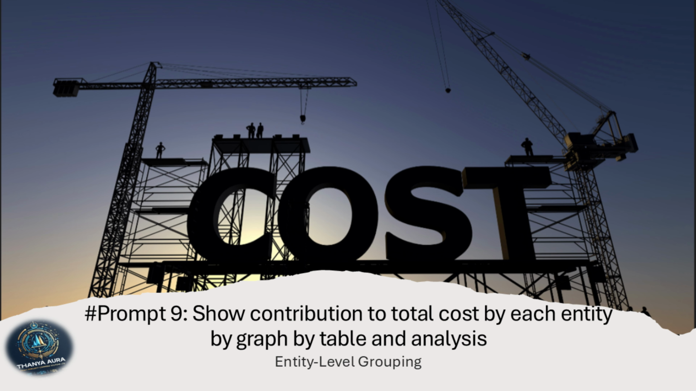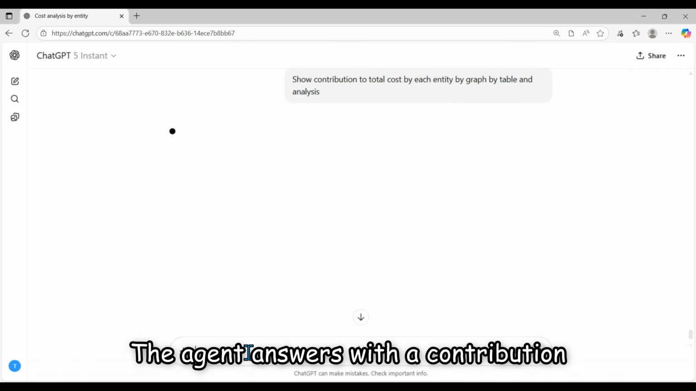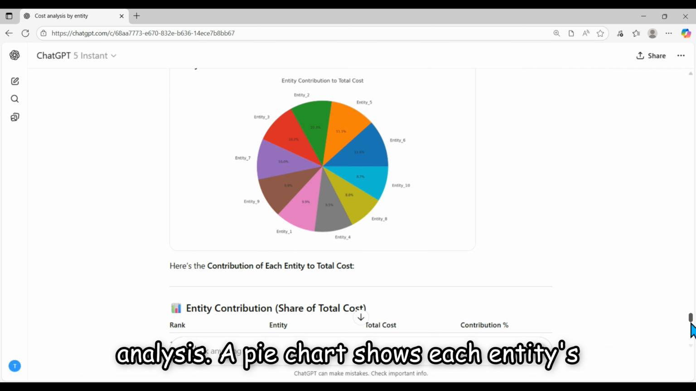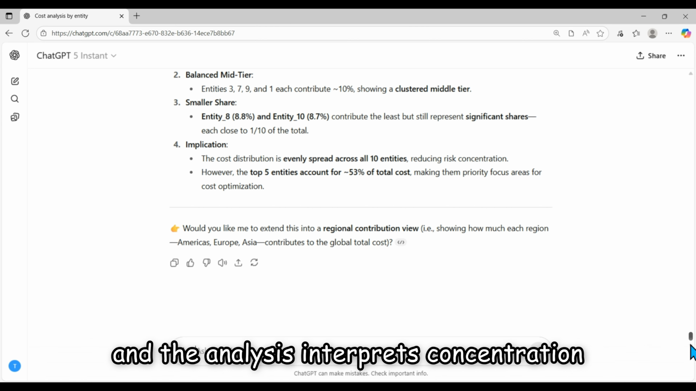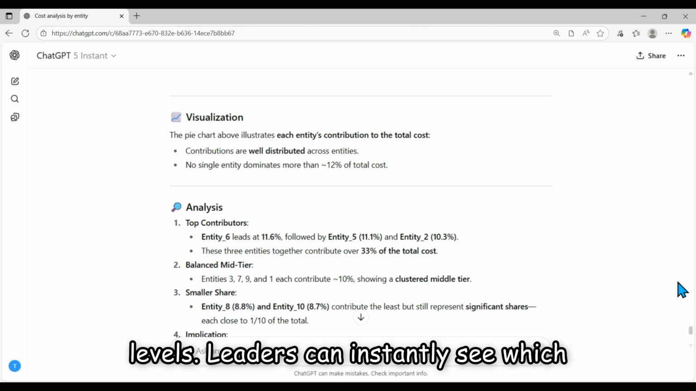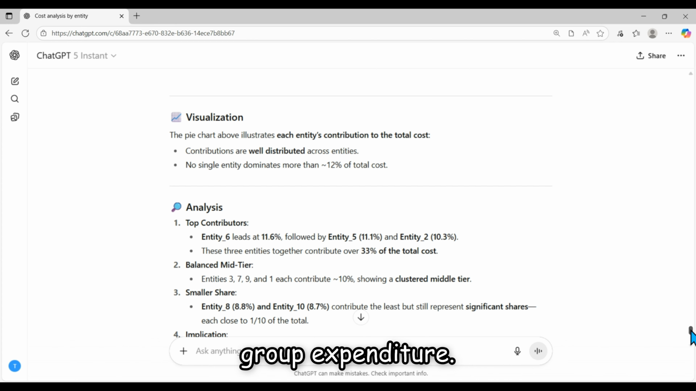Another common question: who contributes the most to total cost? The agent answers with a contribution analysis. A pie chart shows each entity's share, the table gives precise numbers, and the analysis interprets concentration levels. Leaders can instantly see which entities drive the largest portion of group expenditure.